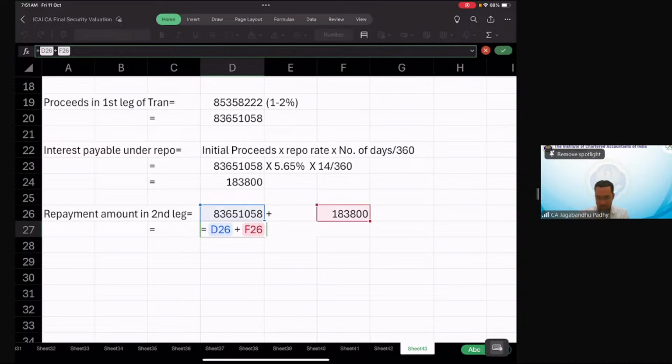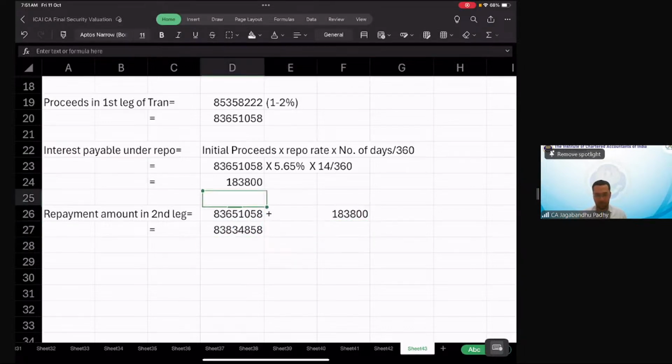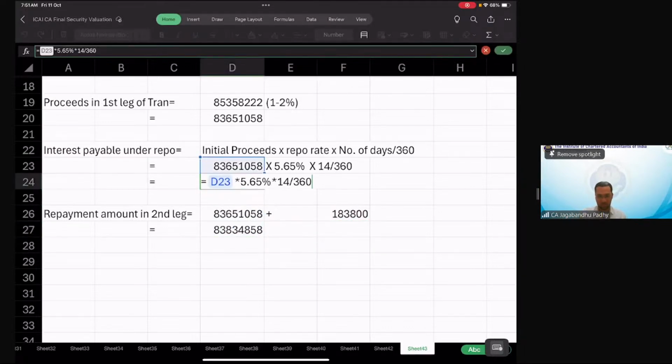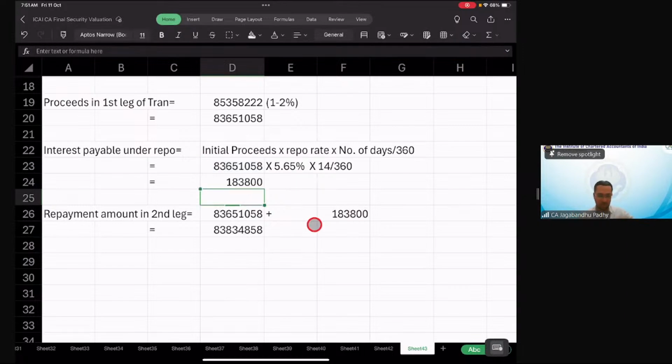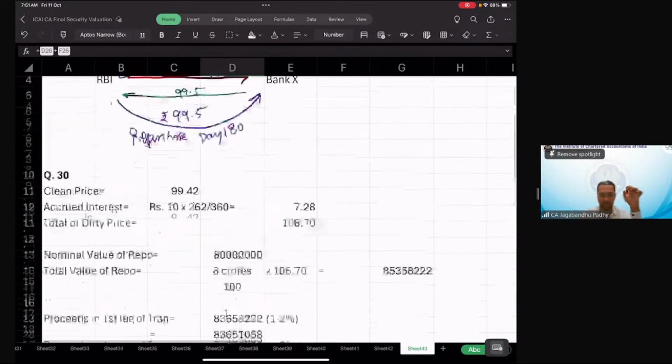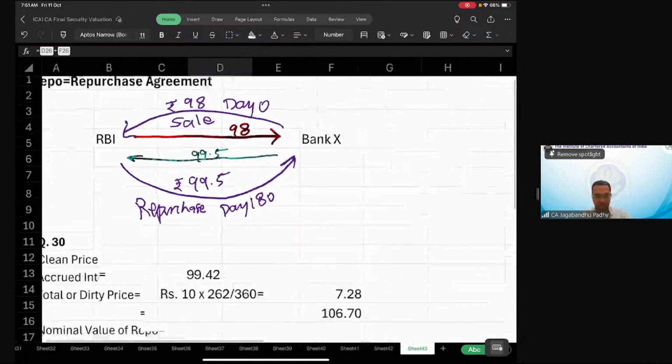Add it. Yeah. On this we have 5.65% for 14 by 360. This is the interest, and then the repayment happens like this. So this is how the repo transaction is basically structured.